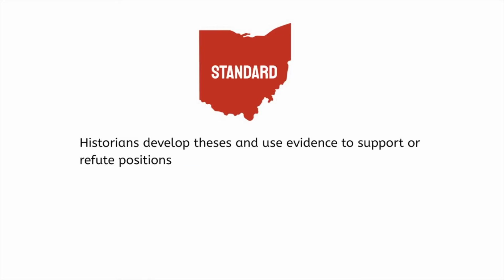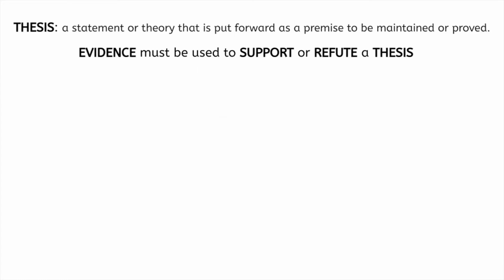The third standard is historians develop thesis and use evidence to support or refute positions. This is something that we've worked on this semester when doing our CommonLit activities. So what is a thesis? You guys know, you take English class every year you're in school. A thesis is a statement or theory that is put forward as a premise to be maintained or proved. And of course, whenever you're writing a thesis, you have to support it with evidence. So evidence must be used to either support or refute a thesis.